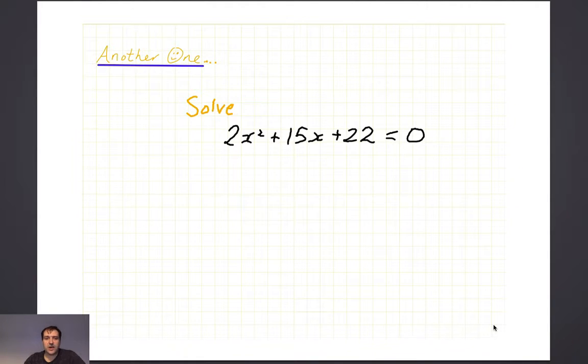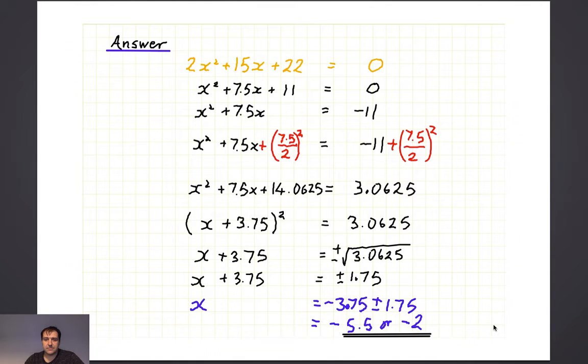Here's another one. Solve 2x squared plus 15x plus 22 equals 0. Pause the screen, have a go at it. And there's the answer.